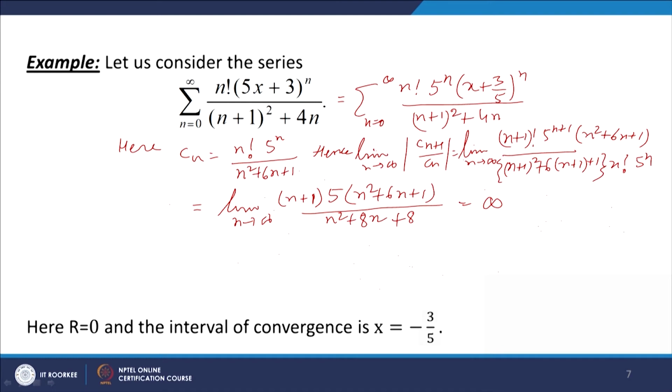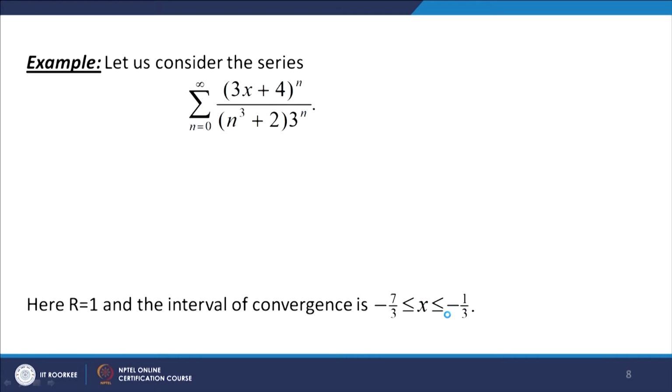infinity. Okay. And therefore, L is equal to infinity here, which implies that R is equal to 1 by L, R is equal to 0. So, R is equal to 0 and since we know that the series always converges at its center, the series converges for x equal to minus 3 by 5. So, the given series converges only for x equal to minus 3 by 5 and nowhere else.